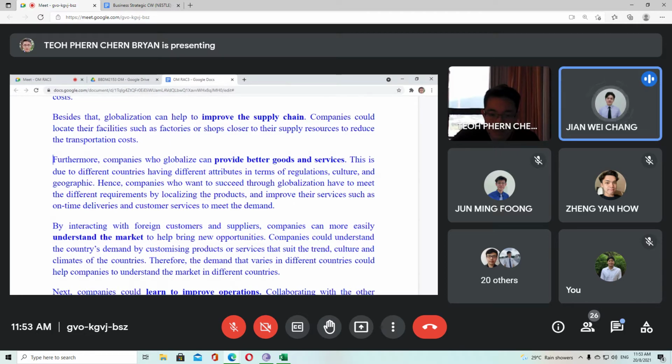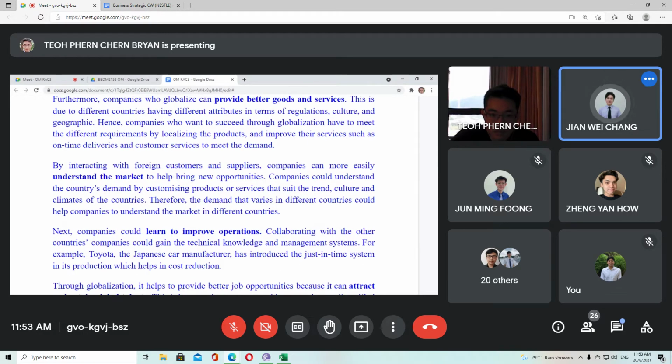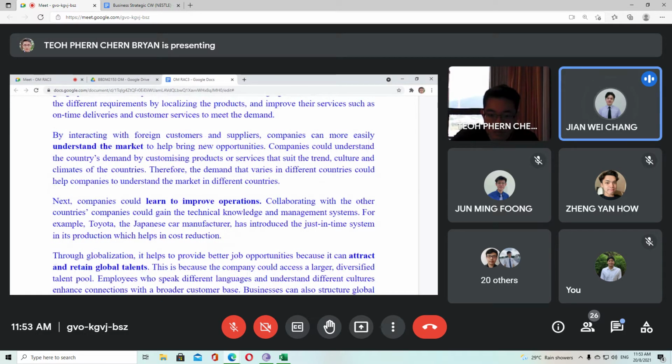Next reason is about understand the market to have to bring more opportunities, bring new opportunities. Companies should understand the country's demand by customizing products or service that suit the trends, culture, and climate of the countries. Therefore, the demand that varies in different countries could help company to understand the market in different country.